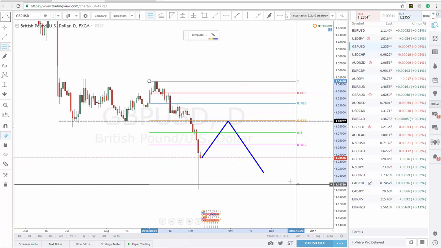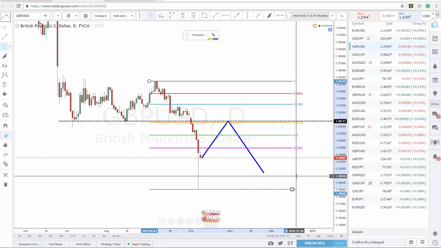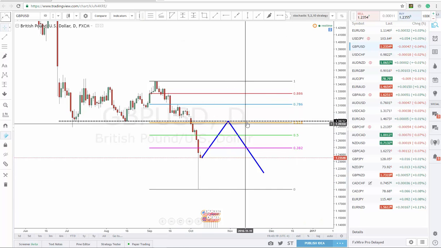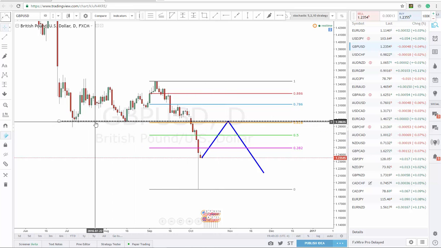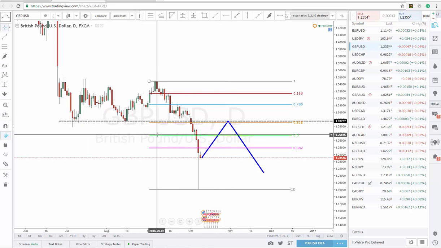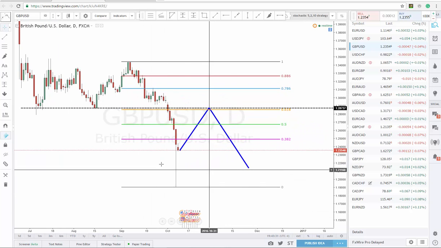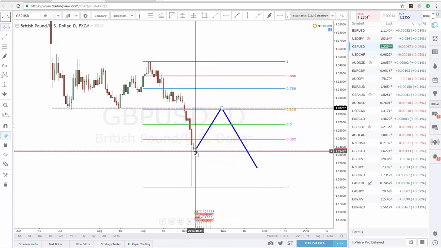We can pull a Fibonacci retracement and see that we have a 618 retracement right there at that level of structure, increasing our odds of this being an important level in the market. So not much here on the pound dollar after the crash that we had earlier last week.